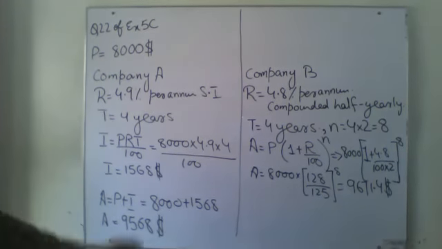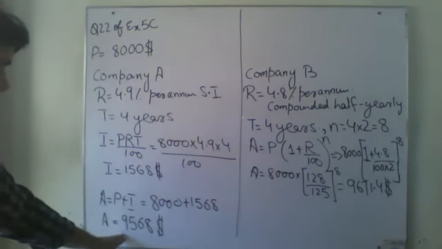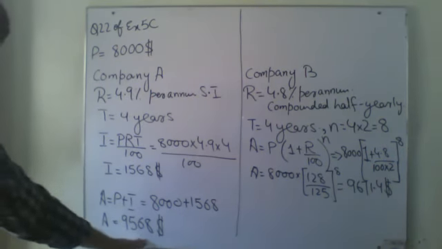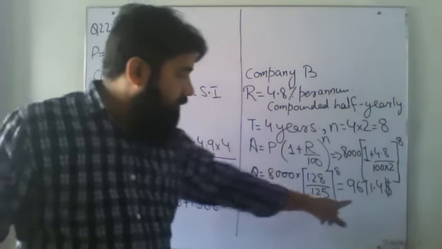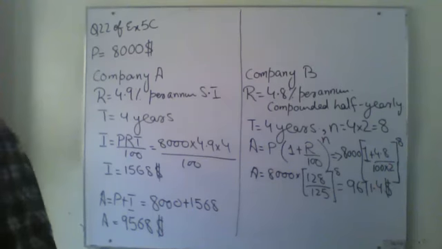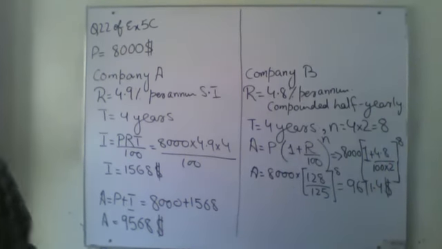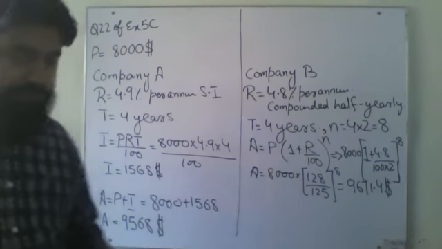After 4 years, by putting it in this company, the person is receiving this much amount, and after 4 years, putting it in this one, the person is receiving this amount. So of course the person is going to put it in this one. That's the first thing.